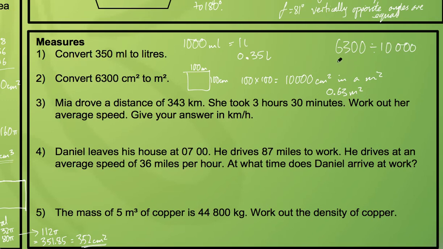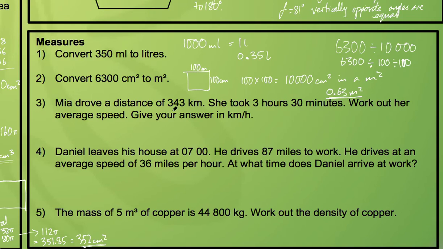The other way to think about that is divide by the scale factor that we normally use, 100 centimeters in a meter, and do it twice because it's area, so there are 2 dimensions involved. Same thing, 6,300 divided by 100 divided by 100 again gives you the conversion factor and gives you the answer 0.63 meters squared. Question 3.